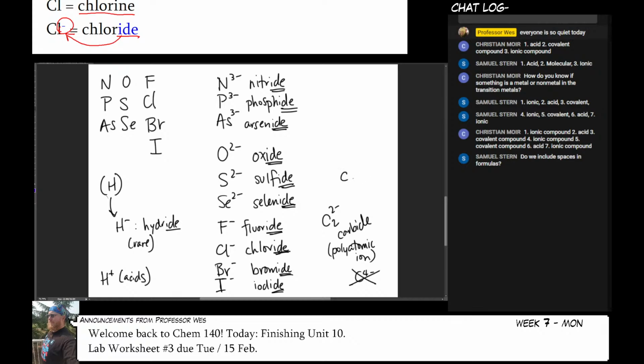If you're curious, its Lewis structure looks like this. What do you attach on those ends? You put H pluses, and then it's neutral, and you get acetylene. So, just some random chemistry factoids, I guess.